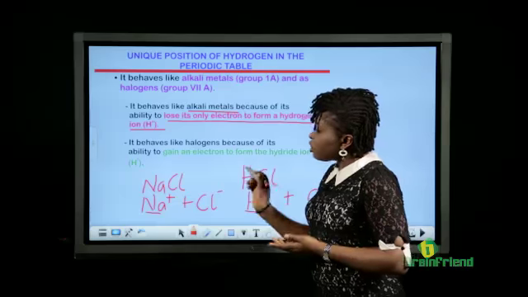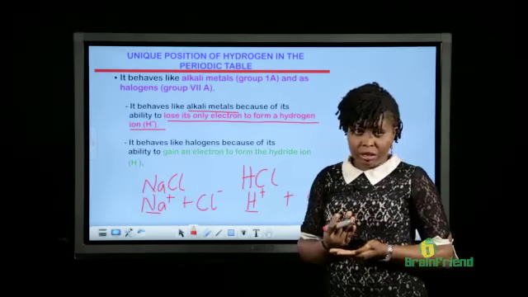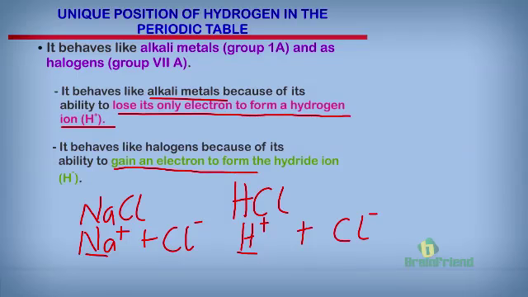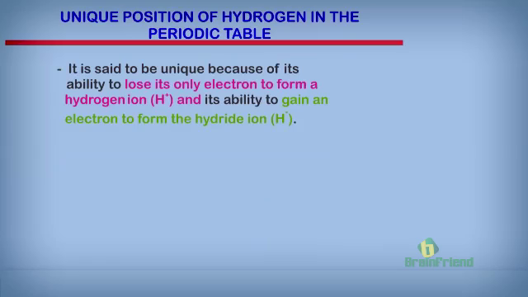Then hydrogen behaves like halogens as well because it has the ability to gain an electron to form the hydride ion. For example, sodium hydride. Hydrogen can accept an electron from sodium to form the hydride ion. So, hydrogen is said to be unique because of its ability to lose its only electron to form the hydrogen ion and its ability to gain an electron to form the hydride ion.